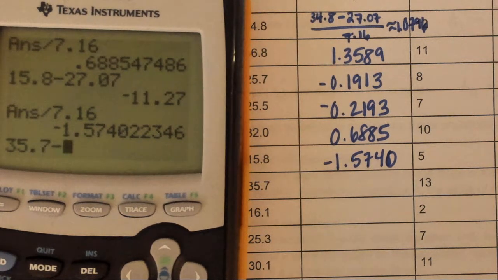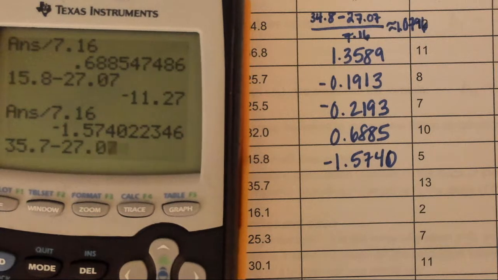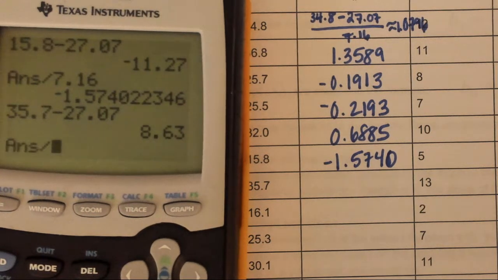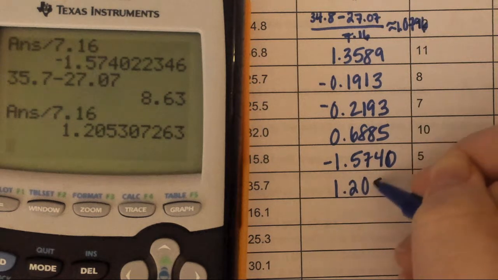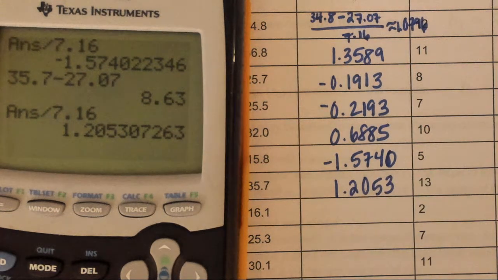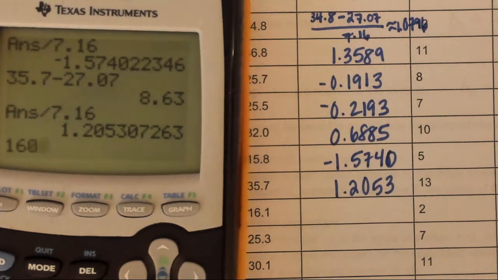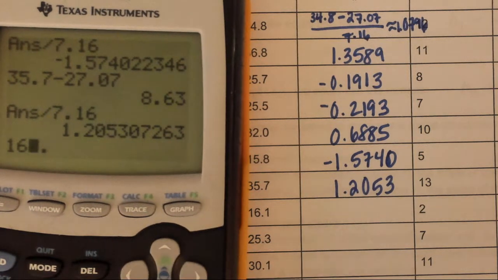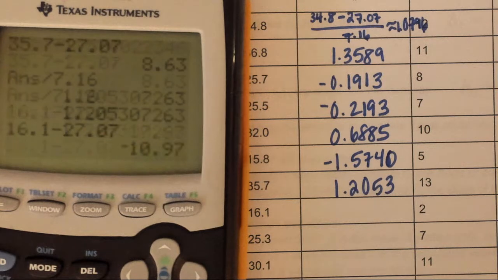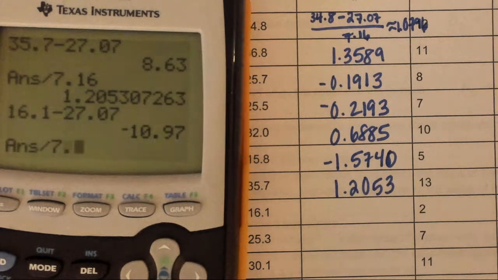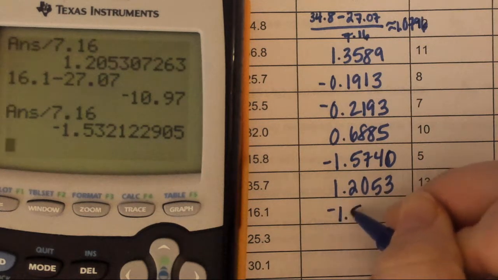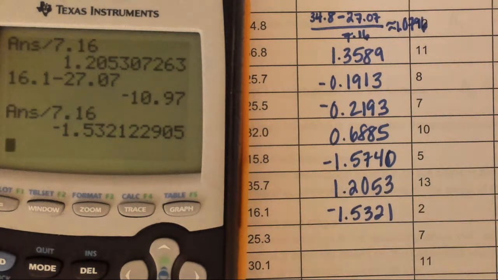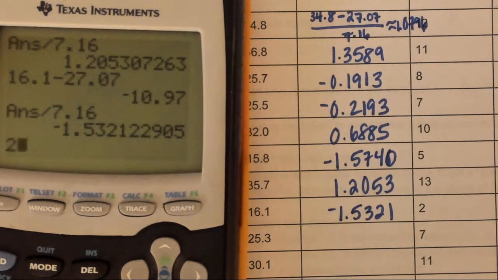35.7 minus 27.07 divided by 7.16, and we get 1.2053. 16.1, my goodness, minus 27.07 divided by 7.16. We get negative 1.5321. Almost done. Getting closer.